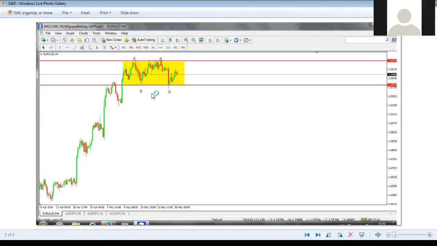But just be aware that these are levels, and you're waiting for confirmation of where it's going to go next, really. If we get another one up here.